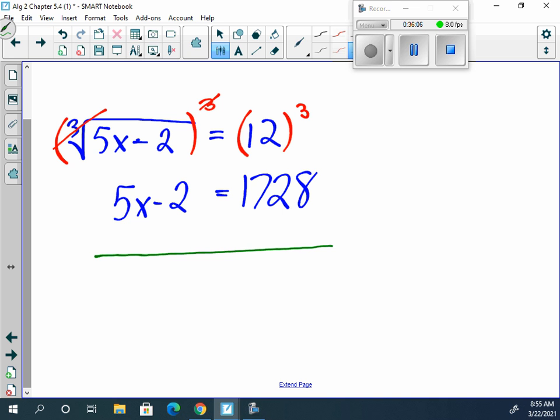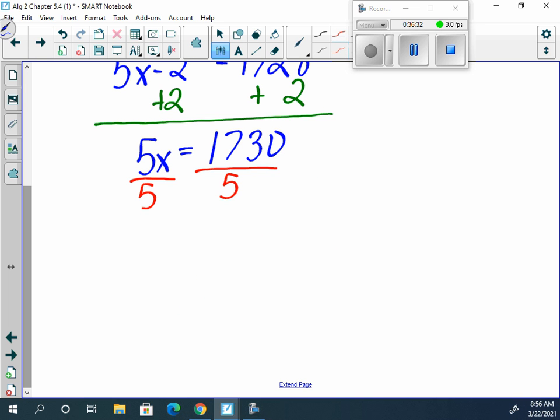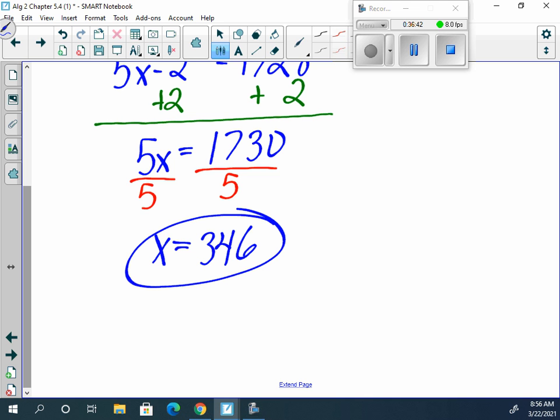Add, yes. So that gives us 5x is equal to 1,730. And lastly, we divide by 5. That gives 346. And that's it.